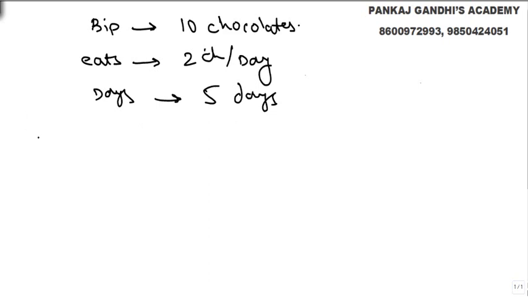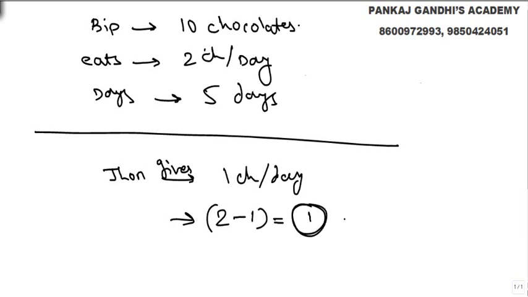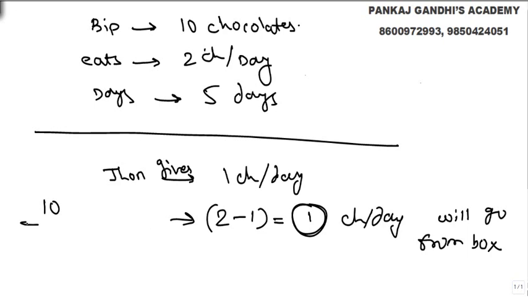That's right. But now if the same box she is having 10 chocolates, she eats 2 chocolates per day, but John gives her 1 chocolate per day. So now what will happen? She is going to eat 2 chocolates per day, but she will get back 1 chocolate. So overall, just 1 chocolate per day will go from the box. So in how many days? 10 chocolates, 10 divided by 1. So how many days? 10 days.